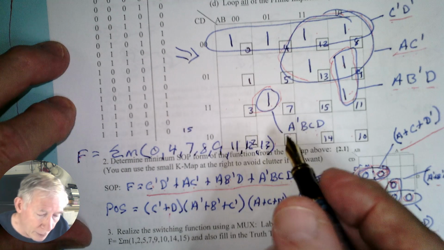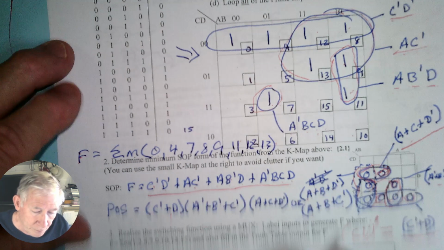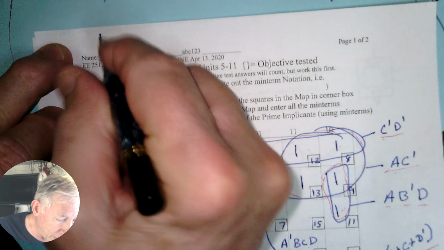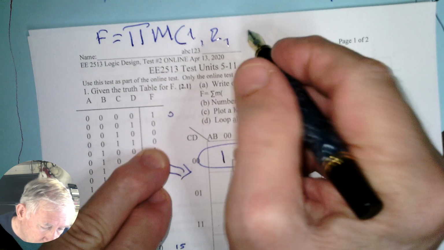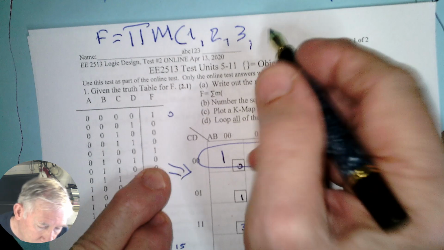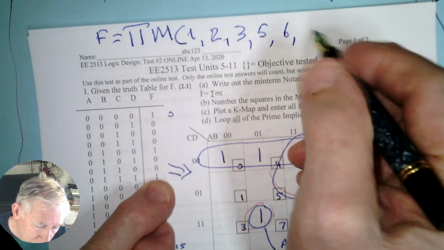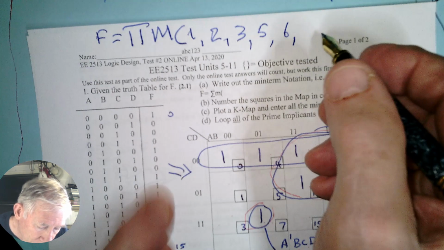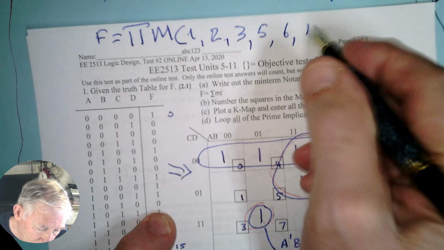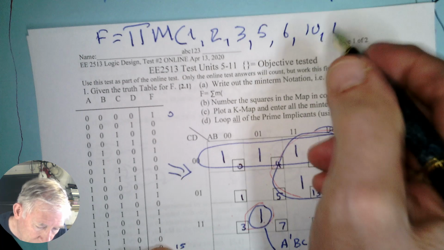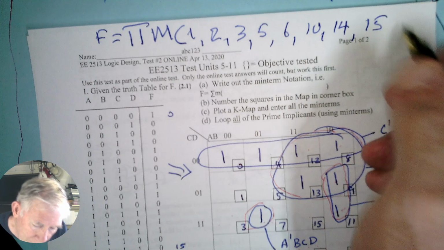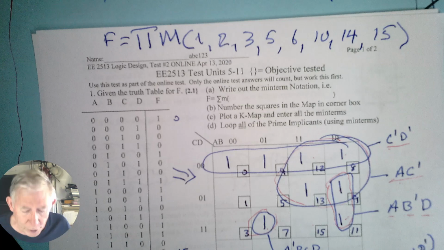And the POS solution would be, I'll write it up here. The max term solution would be F equals the product of the big M's: 1, 2, 3, not 4, 5, 6, not 7, not 8, not 9, 10, not 11, not 12, not 13, 14, 15. Okay, so those would be the shorthand notations.